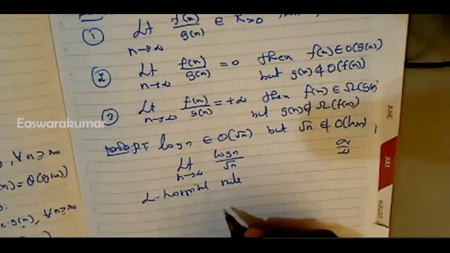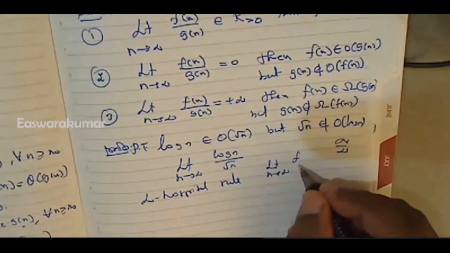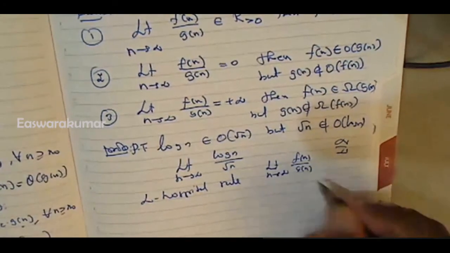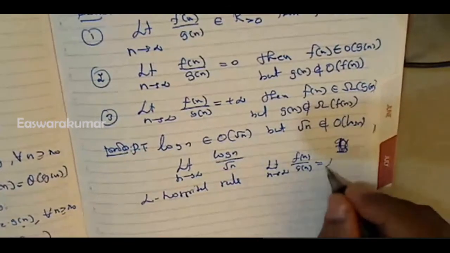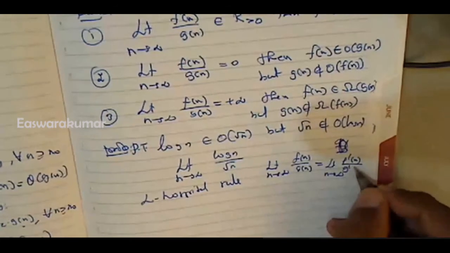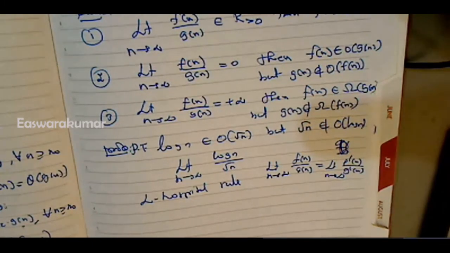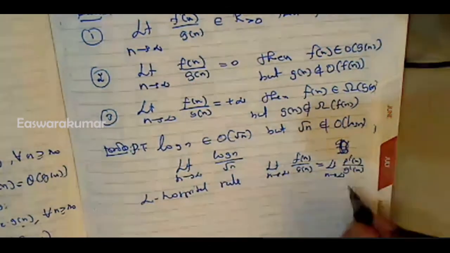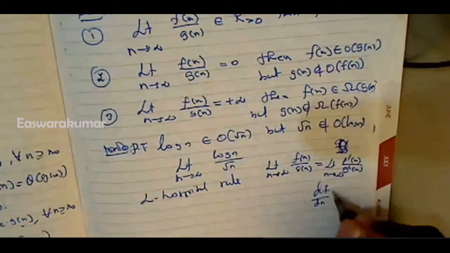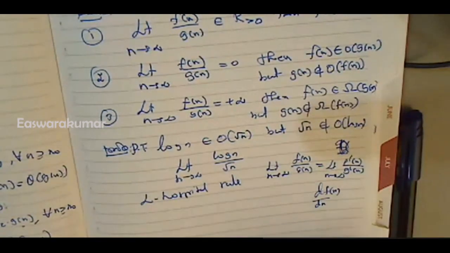If you say limit n tends to infinity of f of n by g of n, that is equal to the limit n tends to infinity of f dash of n by g dash of n, right? So what is this f dash? It is the derivative, the first derivative. So f dash of n means df by dn. So this is the first derivative.